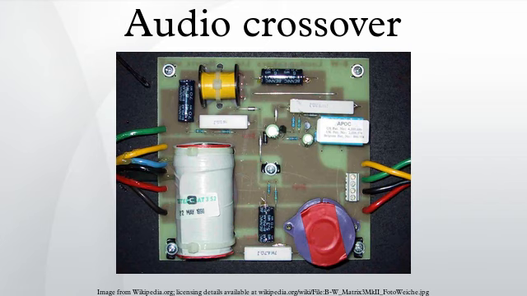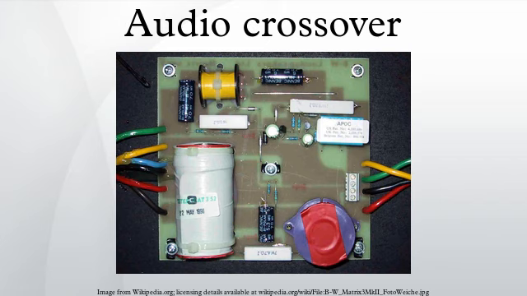Classification based on components. Crossovers can also be classified based on the design approach, by the type of components used. Passive. A passive crossover is made entirely of passive components, arranged most commonly in a Cauer topology to achieve a Butterworth filter. Passive filters use resistors combined with reactive components such as capacitors and inductors.